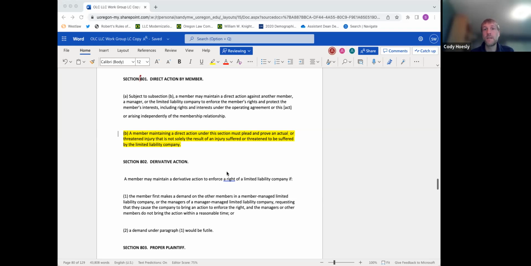And I think this is a significant change, and I don't think we should follow Delaware law on this. And at least, that was the recommendation of Kyle and Aurelia and me, is to allow this special injury test that Oregon has to continue.